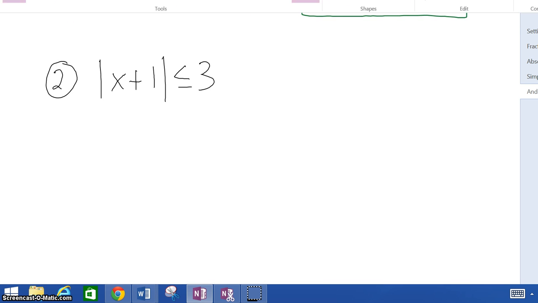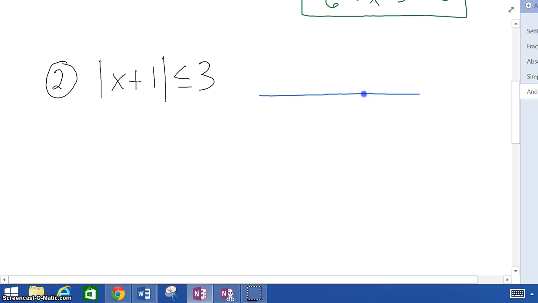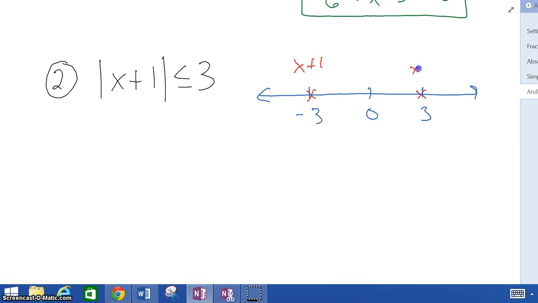Okay, number 2. Again, I'm looking at x plus 1 being less than 3 units away. So here's the 3, here's the negative 3. These 2 points are for x plus 1. I want the x plus 1 to be less than 3 units. So again, I'm on the inside. I want like negative 2, negative 1, 0, negative 1 half, positive 1 half, 3/4. All of those points in between there.